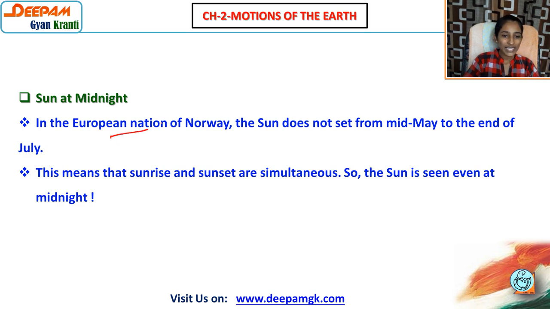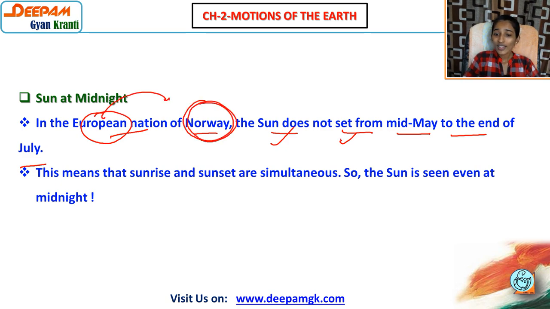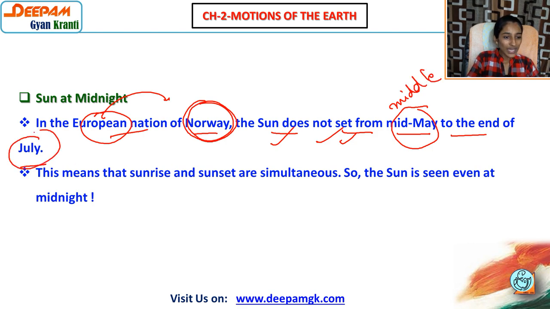In the European nation of Norway, the sun does not set from mid-May to the end of July. That is shocking news for you. What is written here? The sun does not set. You know very well, and we believe that daily sunset and sunrise happen. But here in the European country, in which nation? Norway. Okay, the sun does not set, meaning there is no sunset. Between which period? Mid-May, the middle of May, to the end of July. Until the end of July, the sun does not set there.